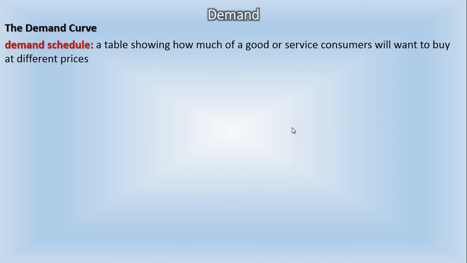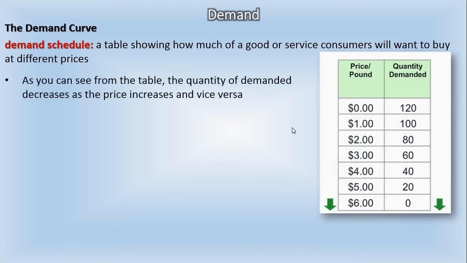All right, so demand. Let's talk about the curve itself. The curve represents the information embodied in a demand schedule, which is just a table showing how much of a good or service consumers will buy at different prices. So here at a price of $1, people are willing to buy 100. At a price of $2, they're willing to buy 80, at $3, 60, at $4, 40, etc. So what this is basically telling us is that as the price is increasing, the quantity demanded is decreasing.